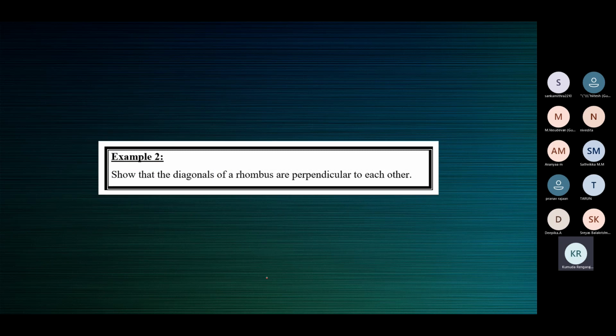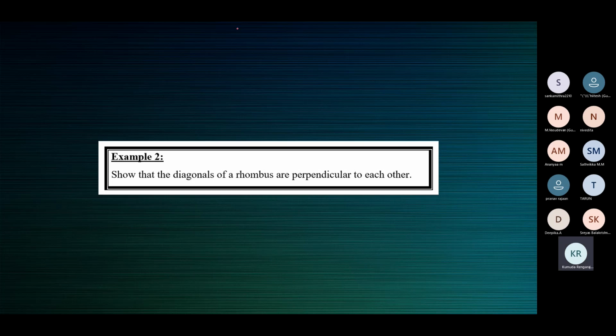Show that the diagonals of a rhombus are perpendicular to each other. So we need to show that the diagonals of a rhombus are perpendicular to each other. We're given it's a rhombus. You don't have to prove it's a rhombus, but you'll have to prove this property of the rhombus, that its diagonals are perpendicular.